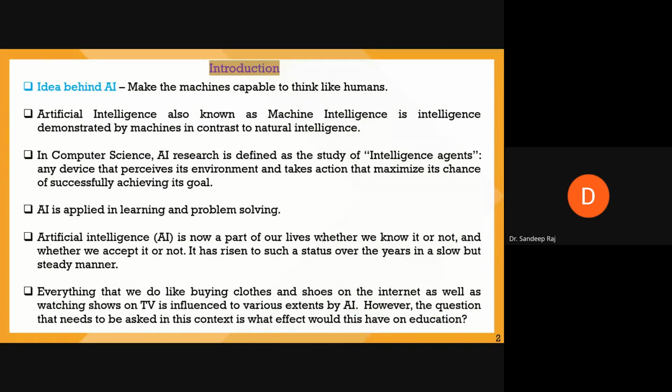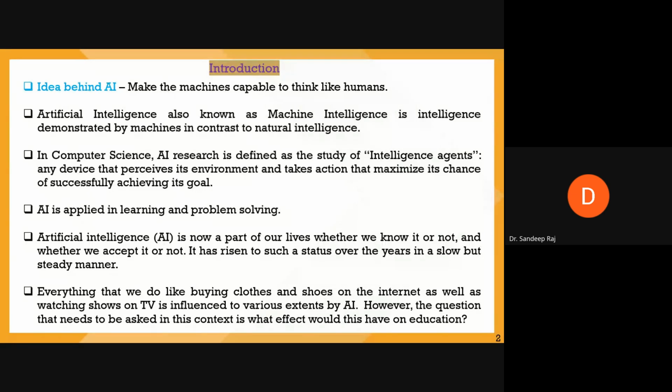So let us have a brief discussion about what AI is. Basically, AI consists of two words: artificial, which means man-made, and intelligence. So what we expect from today's topic of discussion is that we want to make a software or a model that is capable of thinking like humans.